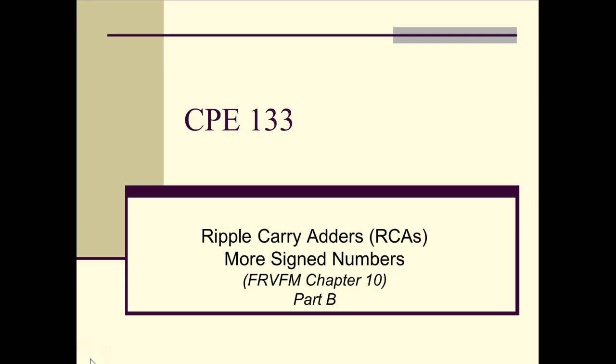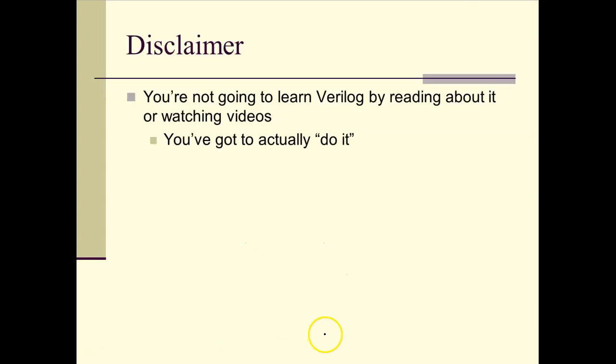This is CPE 133, Chapter 10 in the Free Range Verilog Foundation Modeling text. We were talking about ripple carry adders, and now we've added the discussion of signed numbers to that, and now we need to kind of delve back into it. A couple of other issues we need to deal with on this, so let's do it.